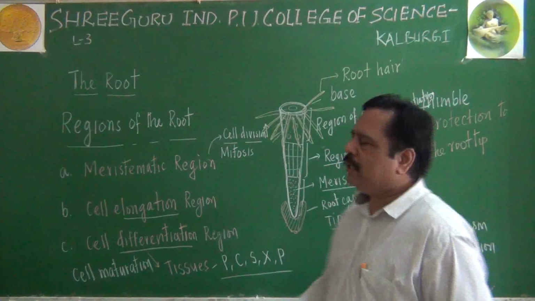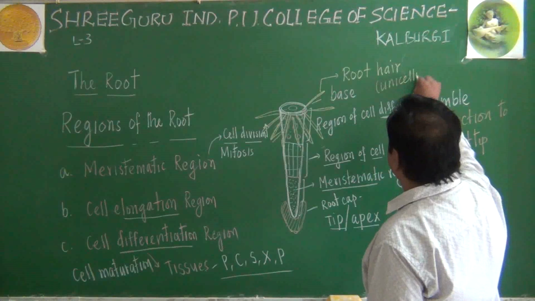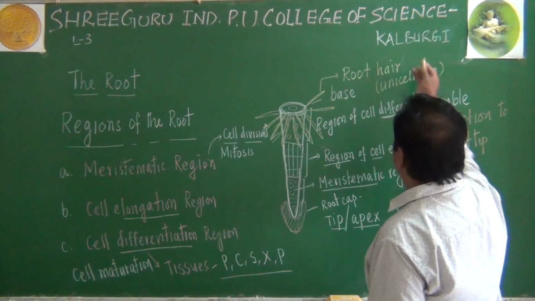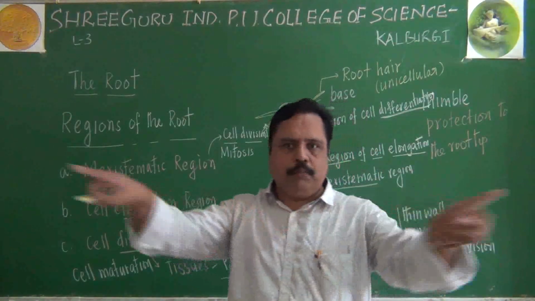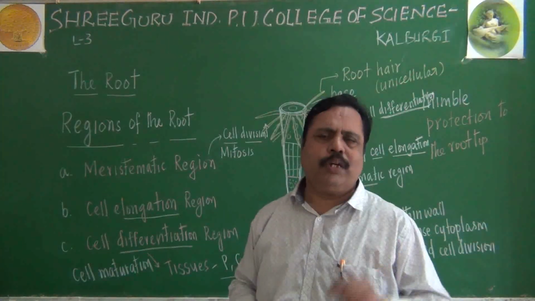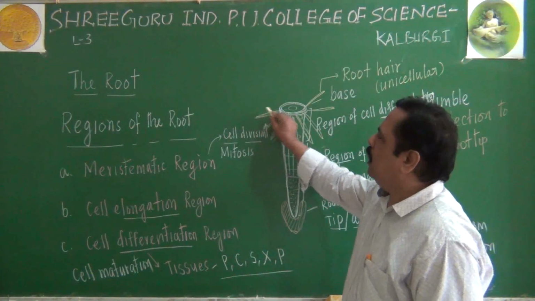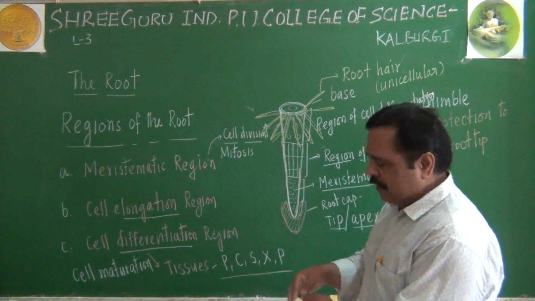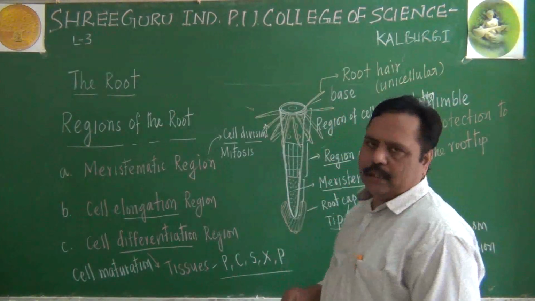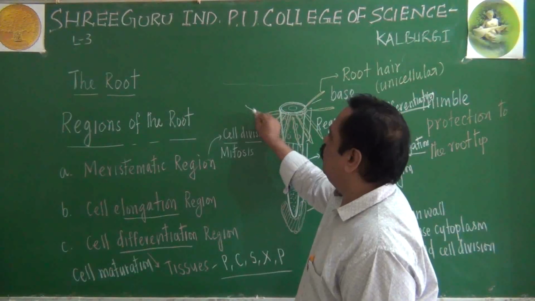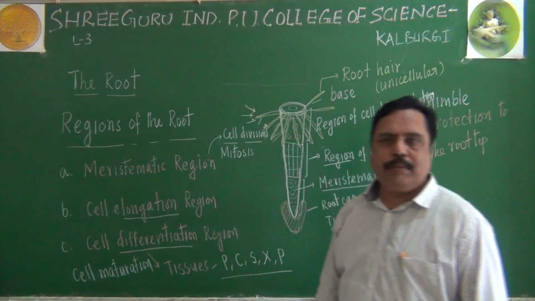One important point is root hair is unicellular in nature. Unicellular only, they are not multicellular. So some of the cells will become root hair. Why, sir? Why must they become root hair? Because they are ready for absorbing water and minerals from the surrounding. As you know already, this is present below the soil. From the soil, water and minerals will be absorbed by the root hair. Do you get my point?